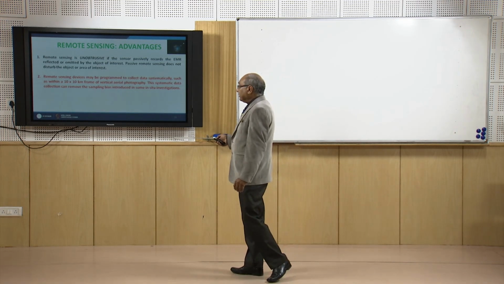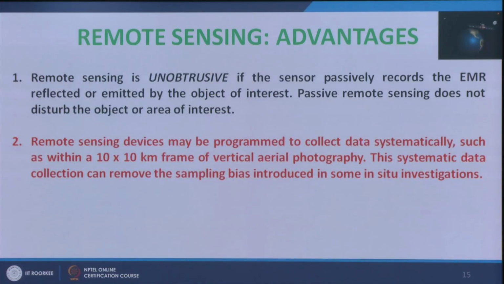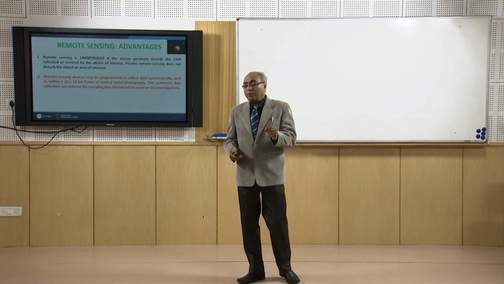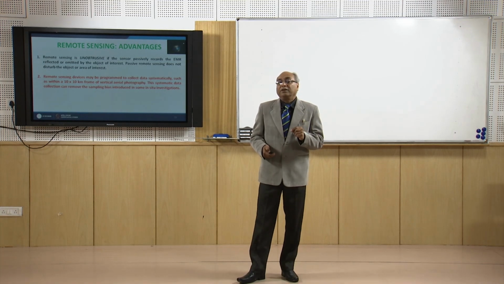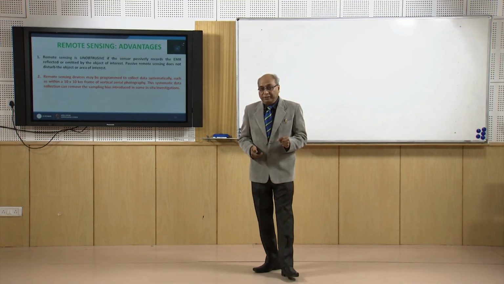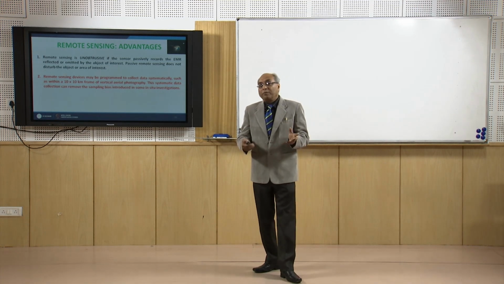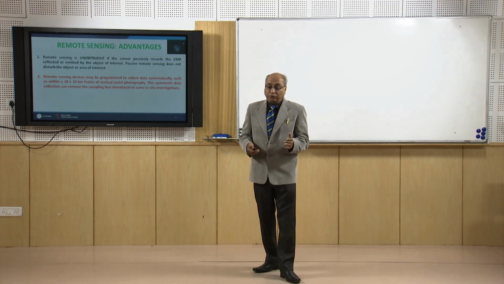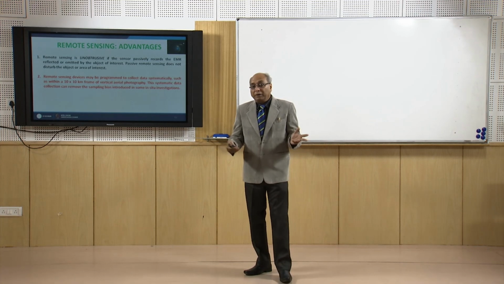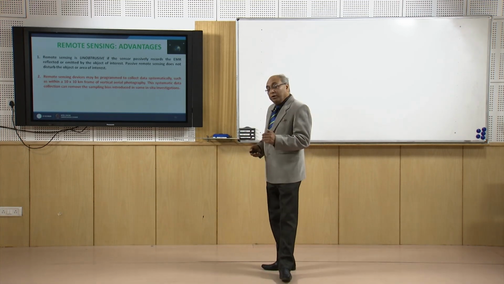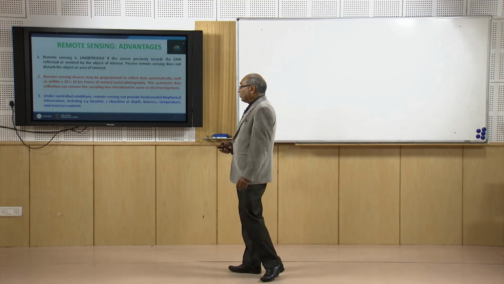And the remote sensing devices may be programmed to collect data systematically, such as within a 10 kilometer by 10 kilometer frame or vertical aerial photography. This systematic data collection can remove the sampling bias, because remote sensing provides completely unbiased recordings of any event which is happening on the earth. For example, there might be a forest fire, an earthquake and associated ground deformation, or flooding and so on and so forth. So this completely unbiased recording is also available.